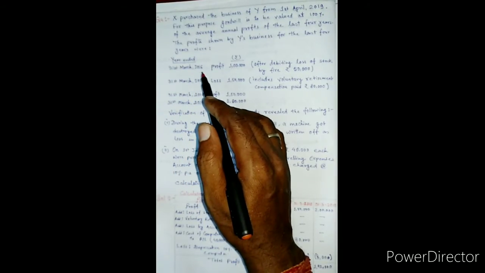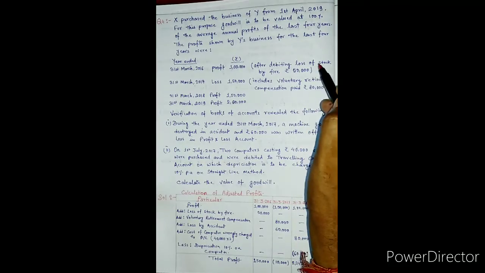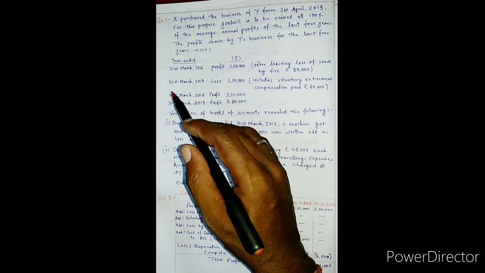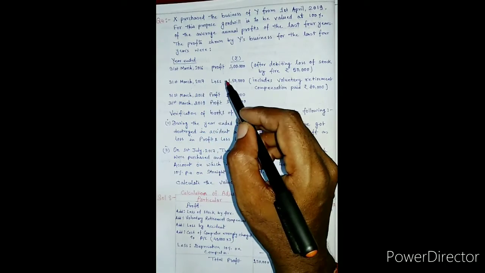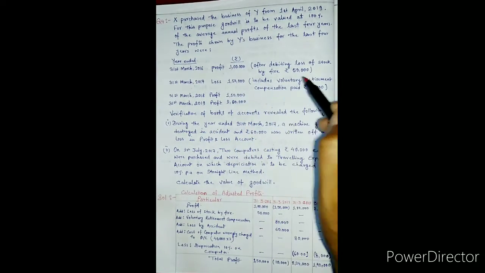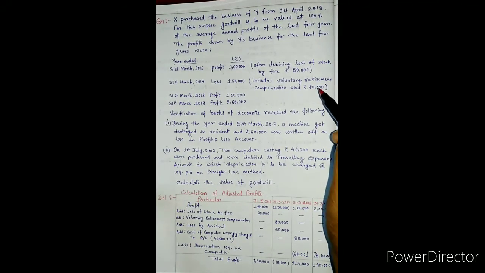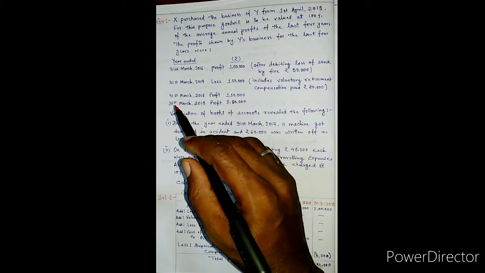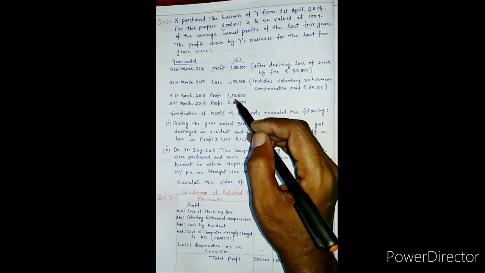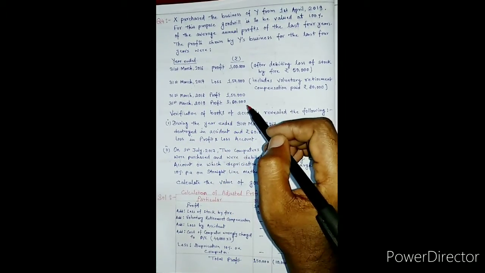31st March 2016 profit is 1 lakh rupees after debiting loss of stock by fire of rupees 50,000. 31st March 2017 loss is 1 lakh 50,000, includes voluntary retirement compensation paid of 80,000 rupees. 31st March 2018 profit is 1 lakh 50,000. 31st March 2019 profit is 2 lakh rupees.